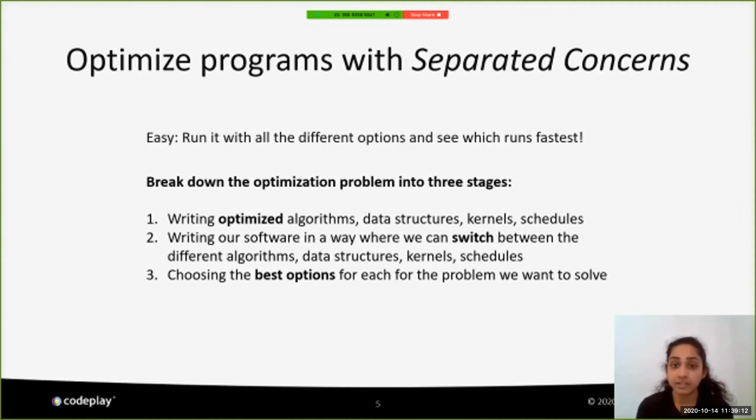Next, we have to write software in such a way that each of these algorithms, data structures, kernels, and schedules can be switched depending on which processor we are using. And thirdly, we choose the best option for each problem we want to solve based on the processor or the hardware that we run on.